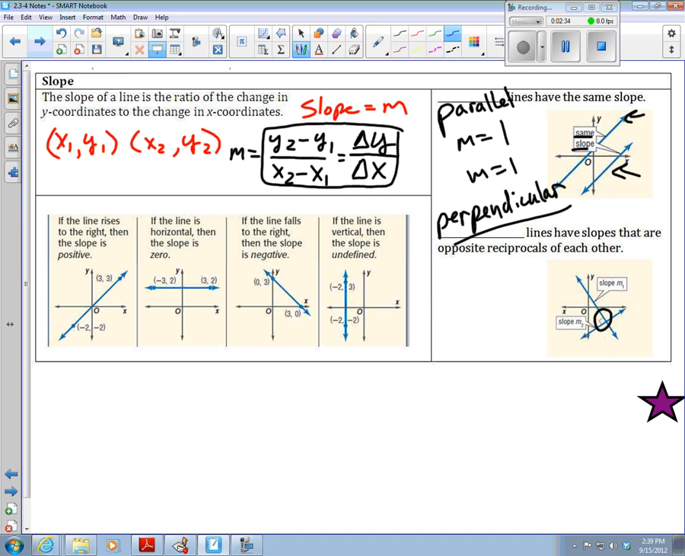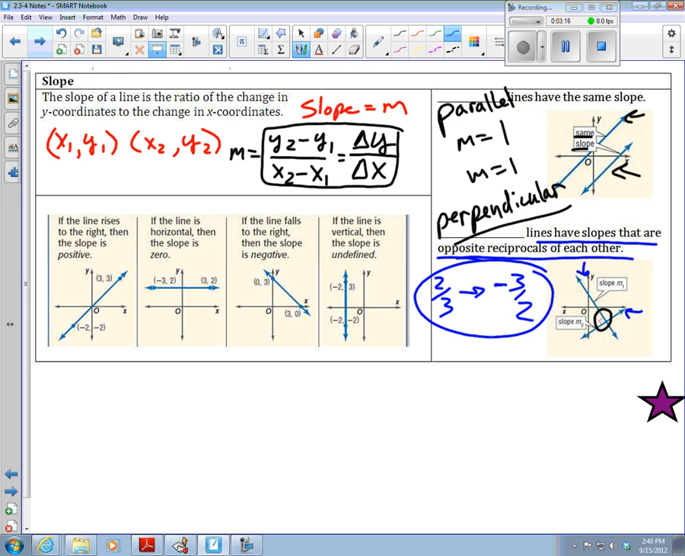Just to throw something out there, I'll say one of these lines, like this one right here, let's say the slope was 2/3. A line that would be perpendicular to it, first of all, would have the opposite sign, and we're talking about positive, negative there. So if the first line's slope, the 2/3, is positive, this slope would be negative. And reciprocals. Perpendicular lines have slopes that are opposite the reciprocal of each other. The reciprocal of 2/3 is 3/2. These two slopes right here are slopes of perpendicular lines because they're opposite the reciprocal of each other.